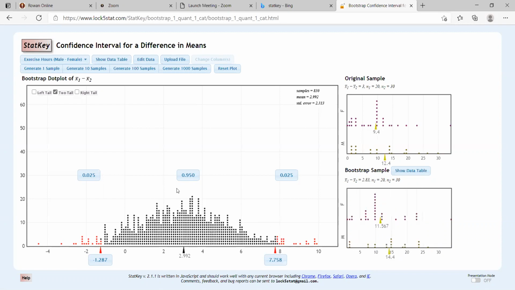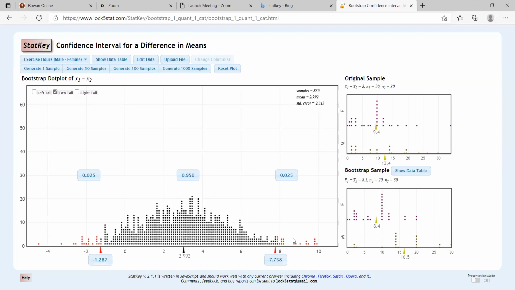Everybody clear on that? Now I came up with the number inside the interval and how many outside the interval. Again, 830 times 0.95 gives me the number of black dots, the number of bootstrap samples inside the interval, and then take that number and subtract it from 830 gives me the number of red dots, the number of bootstrap samples outside the interval. Here is the confidence interval. Now notice that the left one is negative 1.287.